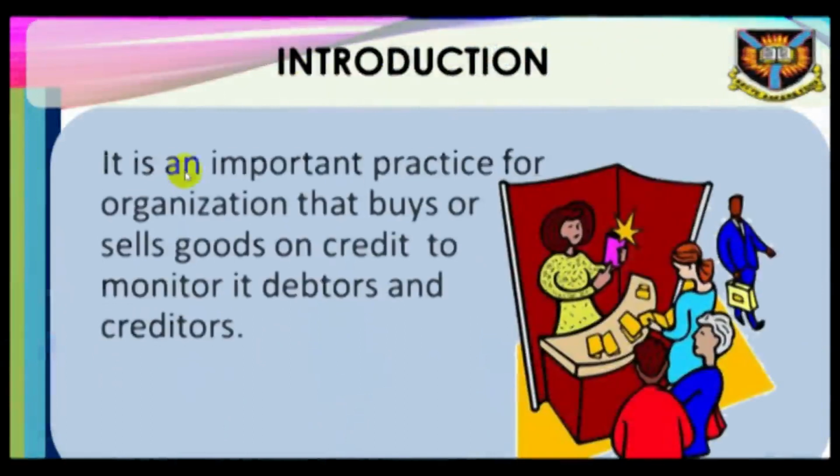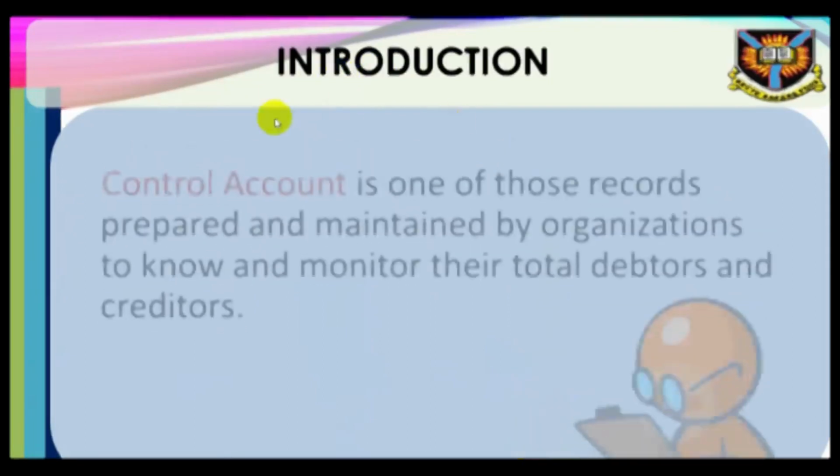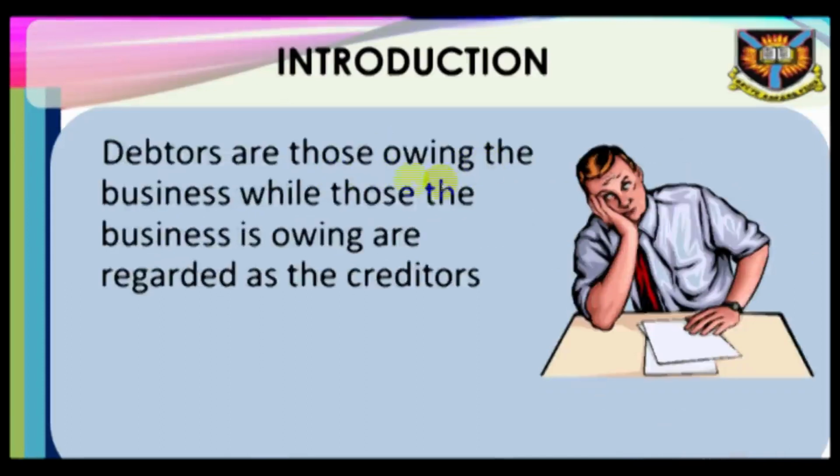Introduction. It is an important practice for organizations that buy and sell goods on credit to monitor their debtors and creditors. Control account is one of those records prepared and maintained by organizations to know and monitor their total debtors and creditors. Debtors are those owing the business, while those the business is owing are regarded as creditors.